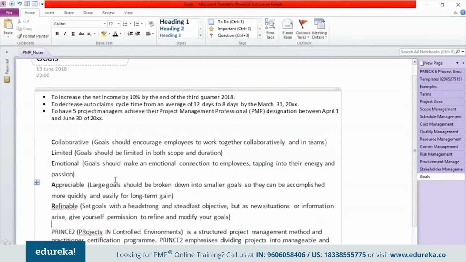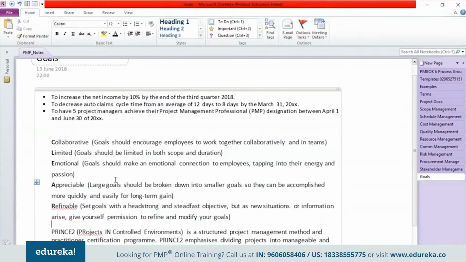Like as we say, clear, C is for collaborative. So it should encourage your employees to work together in a collaborative fashion. If there is a clarity that I have to increase income by 10%, then I believe this will give a lot of insight to people on why we should be working collaboratively, because there is a goal, we can relate to that, there is good clarity. Limited: goal should be limited in both scope and duration. Here also, as you see, scope is very clear. They want to just reduce the cycle time. So scope is definitely very clear and limited, and there is also a duration attached to that.